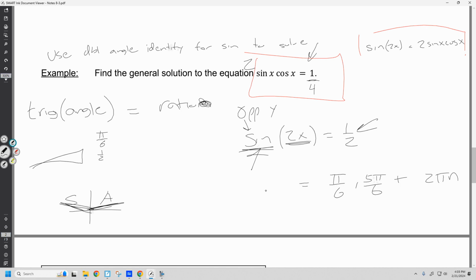But my angles are represented by doubling x, which means to find what x has to be, I need to divide by 2. Horizontally dilate. Do the opposite of what you expect, which makes sense because we're solving this equation. You got pi over 12, pi over 12. Good job.